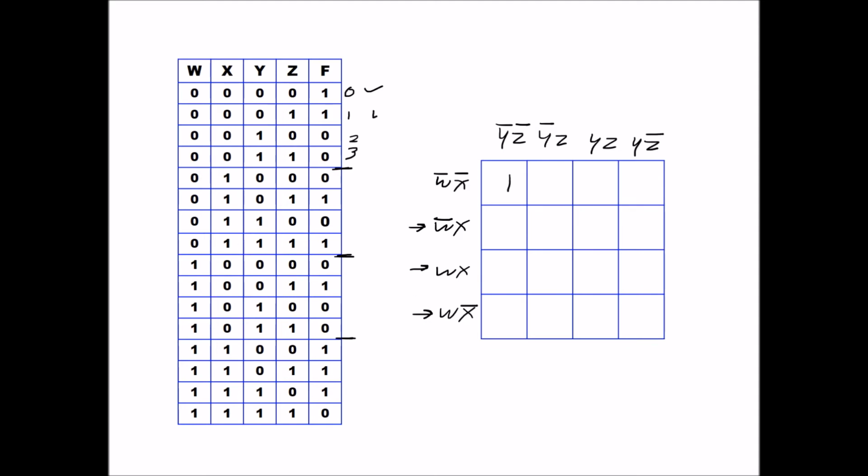And then I could go not W, not X, not Y, Z, that's this cell, which is also a 1, and then this guy is a not W, not X, Y, not Z, that's this guy, and then this one is not W, not X, Y, not Z, which is also 0. But if you do this enough, you'll get used to the pattern.